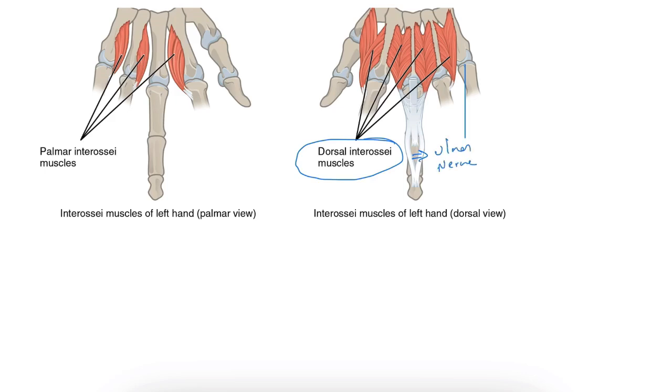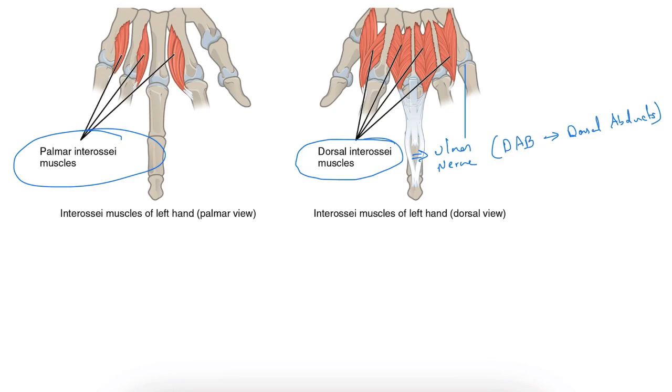And we can see this is innervated by the ulnar nerve, and we can say DAB, that means dorsal abduction. So this is the mnemonic: the dorsal interosseous muscle is innervated by the ulnar nerve, and it helps with dorsal abduction. Okay, next one, the palmar interosseous muscle.